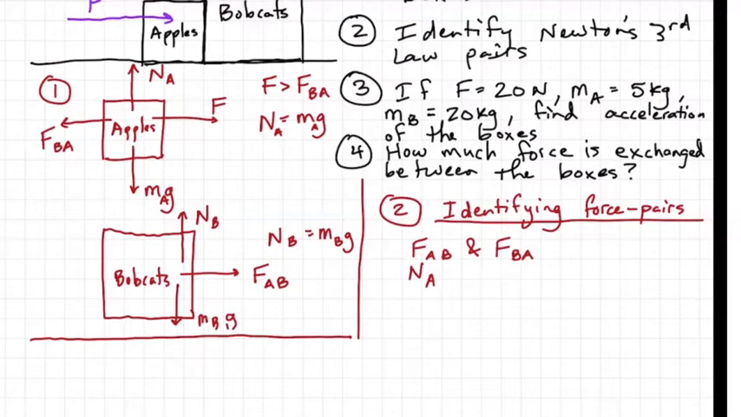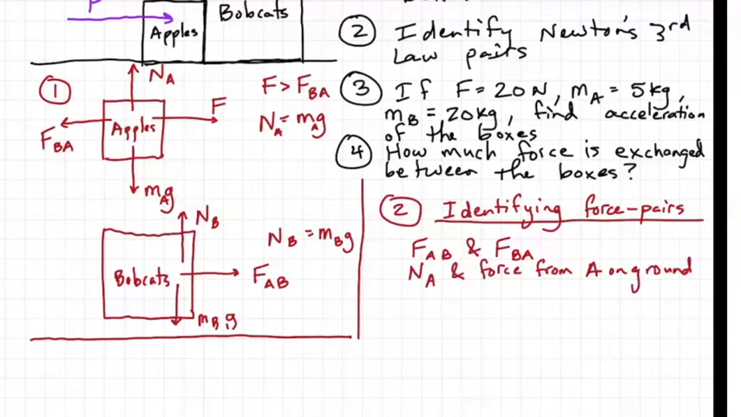The normal force is the force of the ground on the apple box. Therefore, there's a force of the apple box on the ground right underneath the apple box. But because we haven't drawn the ground, we haven't drawn the forces on the ground, the equal and opposite force to NA is not on this diagram. And force from A on ground. So that's what the paired force would be, but it's not shown on the diagram.